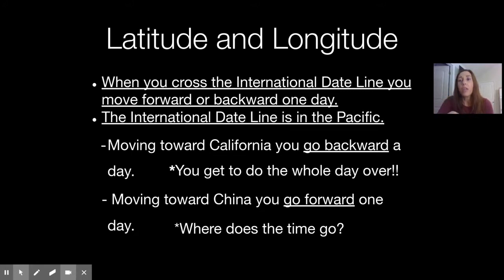So if you were traveling from Asia to California, you go backwards a day. And if we're going from California to Asia, you would go forward one day.